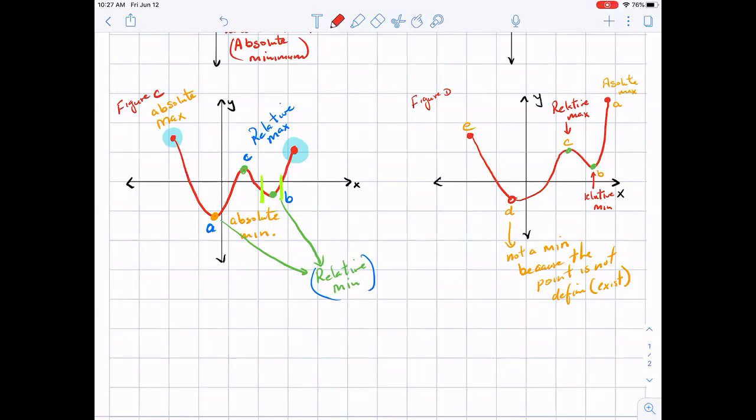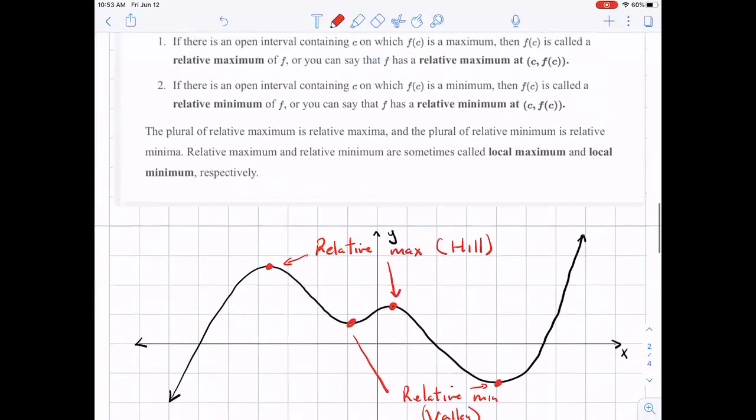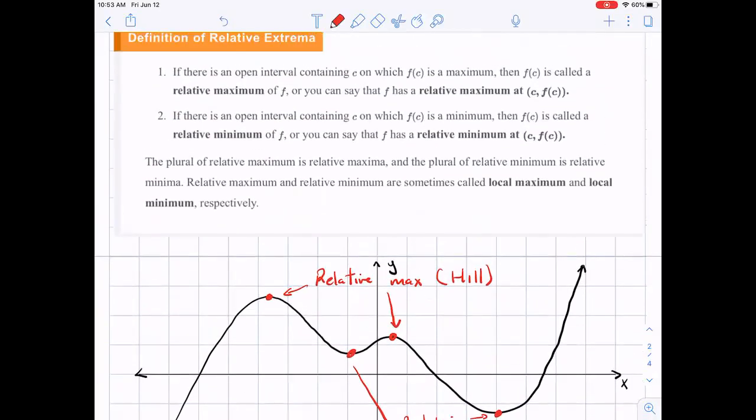Now, if you look at E, we can look to the left and we don't see anything. But we look to the right, there is a graph. So E is not a relative max or a relative min. Because for relatives, you have to be able to look to the left of it and to the right of it, okay? Both sides. In this figure, we show relative max and relative min.